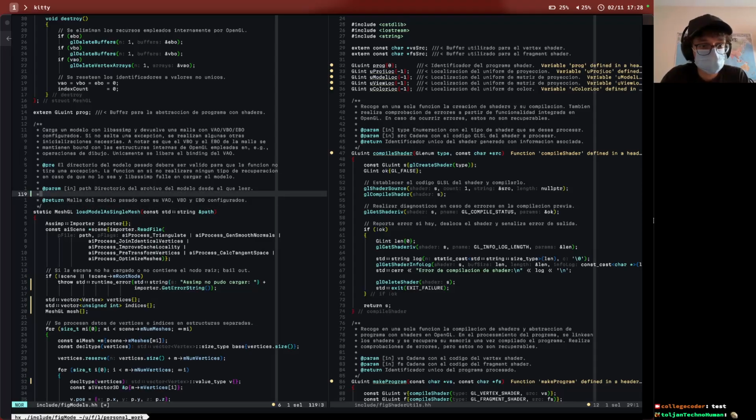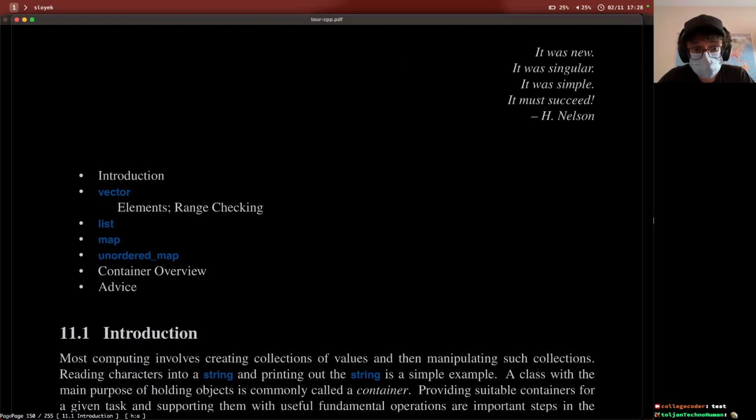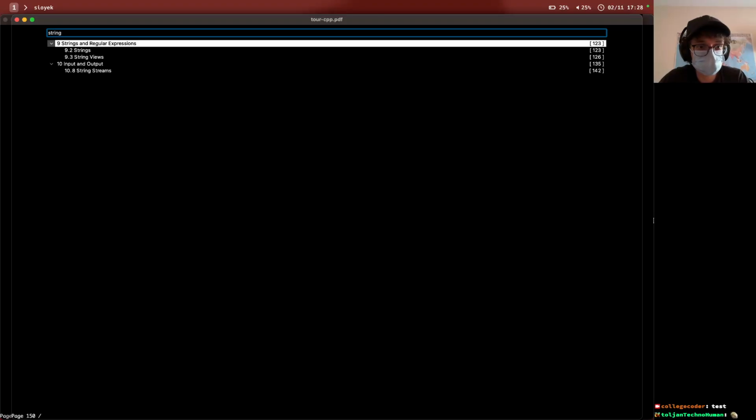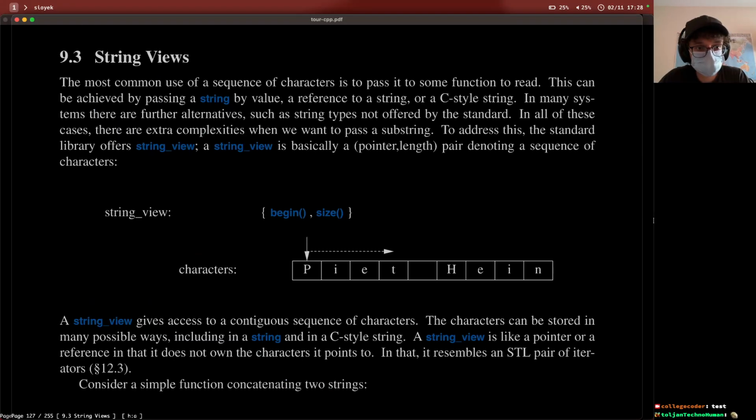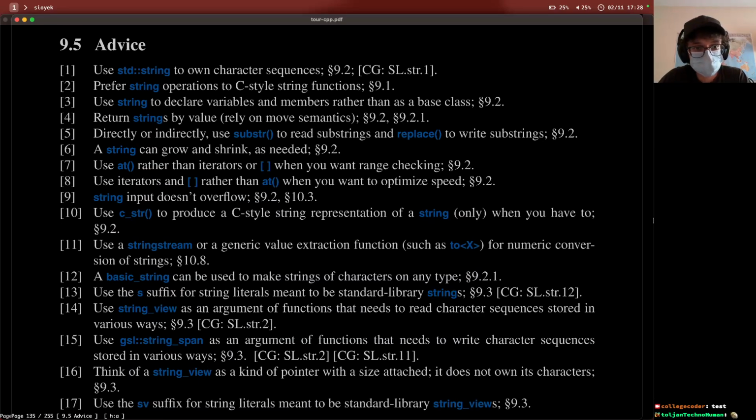Let me make that, it gets a standard string. Probably a better idea to pass in a standard string view, at least according to Bjarne Stroustrup's recommendation. It's in the advice for this chapter. Use string to own character sequences. Prefer string operations to C-style string functions.